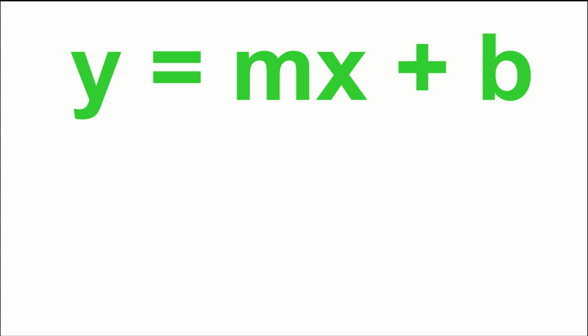So for slope-intercept form, we got our y equals mx plus b. What's m? Slope. What's b? Y-intercept. It's got the slope. It's got the y-intercept. That is why it is called slope-intercept form. It is good for things where you need either the slope or the y-intercept.